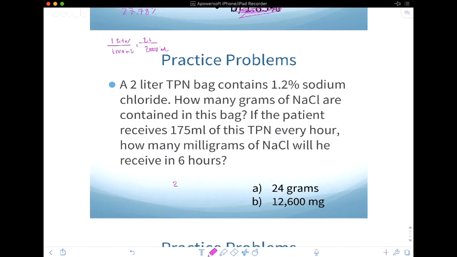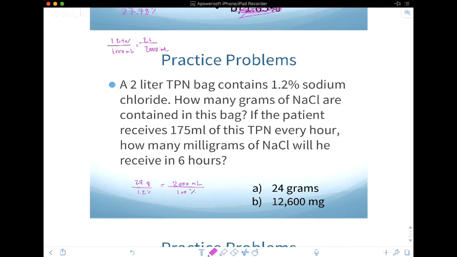So 2,000 milliliters is the total amount, is 100%. 1.2% of active ingredient is 1.2 times the 2,000 divided by 100. There's going to be 24 grams of sodium chloride contained in this bag.